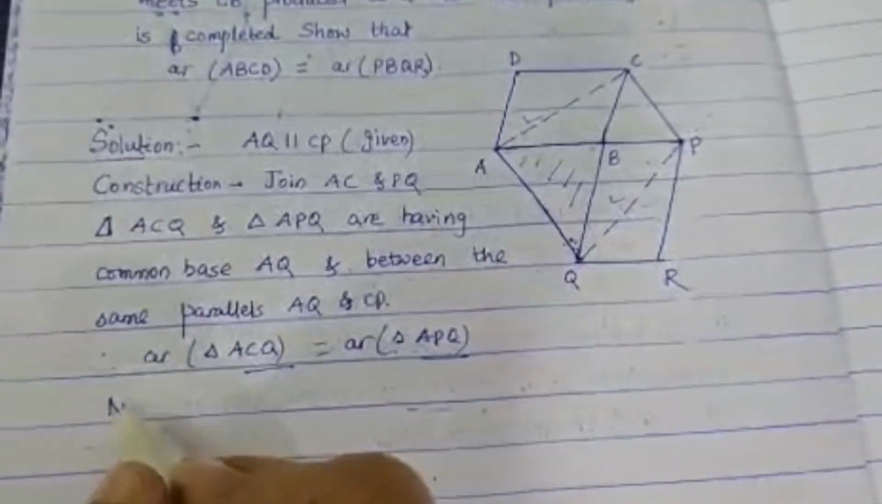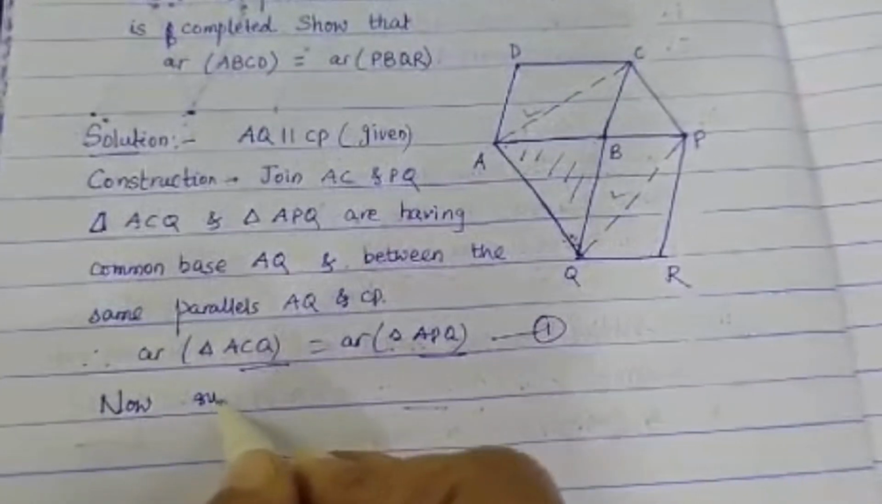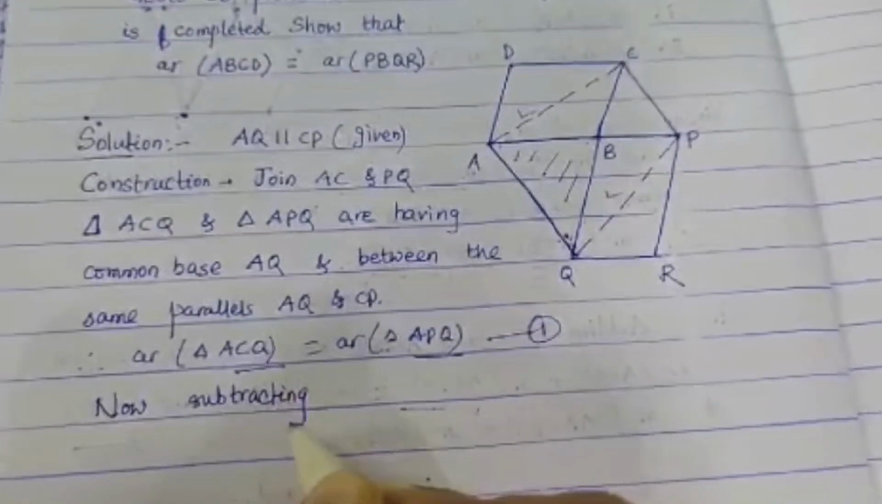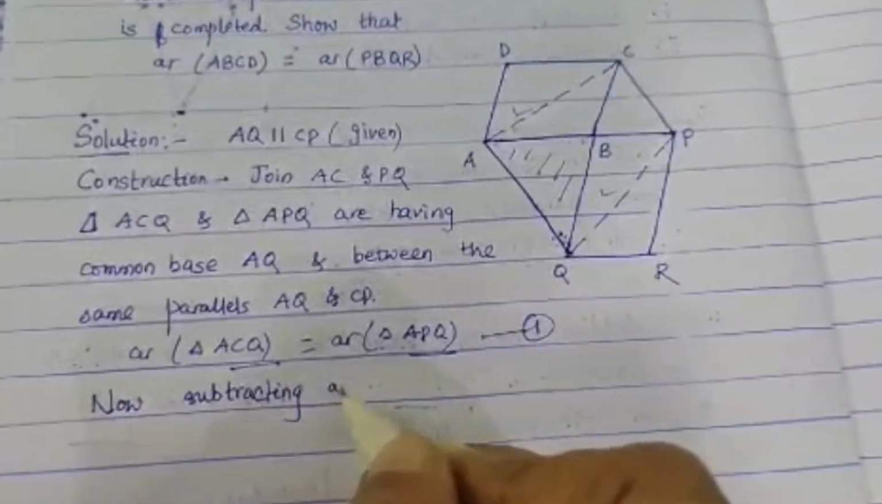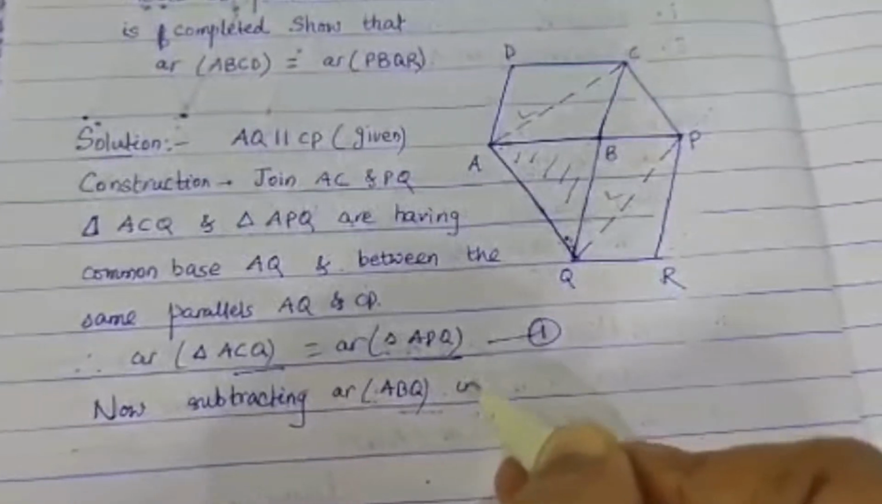Let us suppose this is equation 1. Now we can subtract the equal part. Now subtracting area ABQ in equation 1.